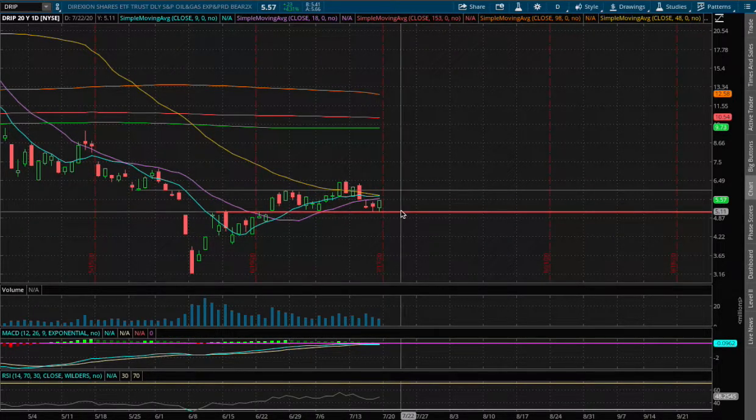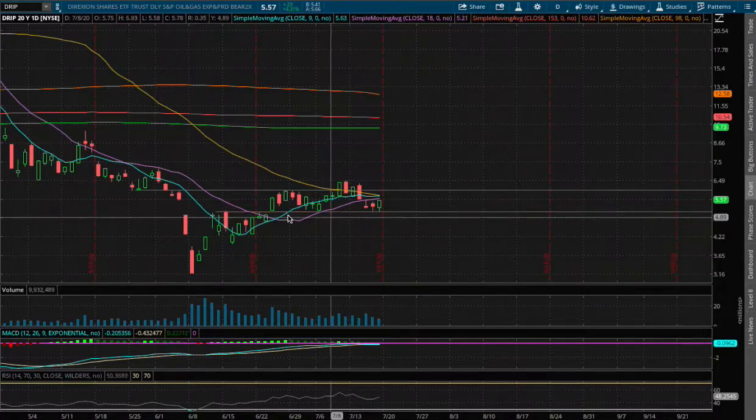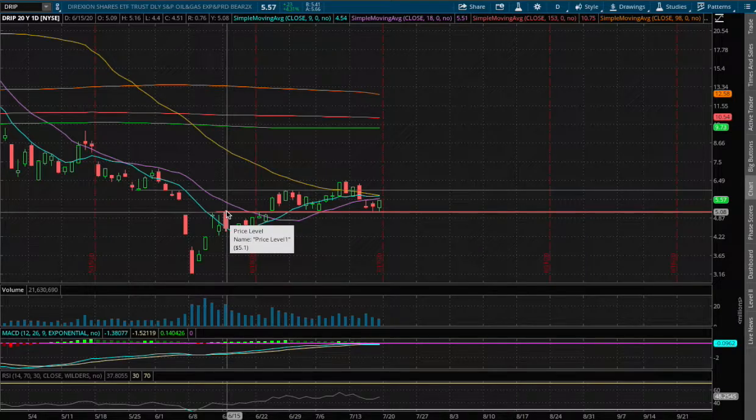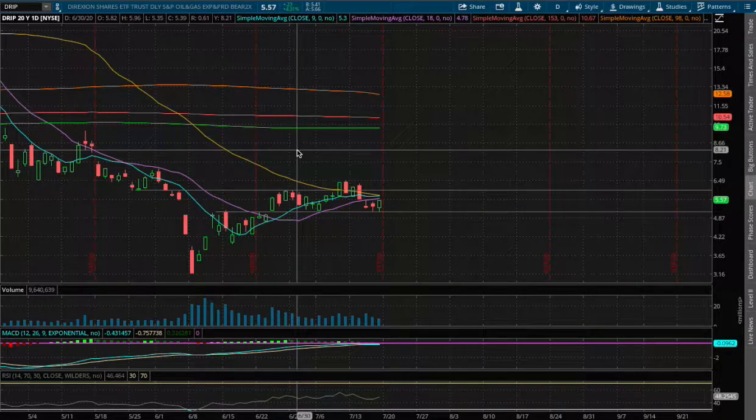And as to the downside, that support level is around $5.08, and we had a previous resistance level that dated back to June 15th, and since we're above resistance, that now acts as our support level. So in this video, we went over GUSH and DRIP.